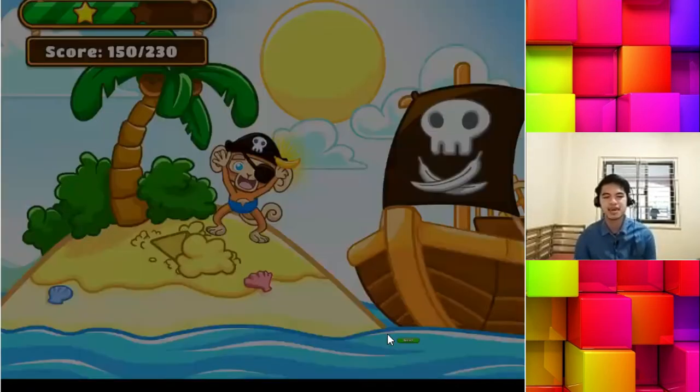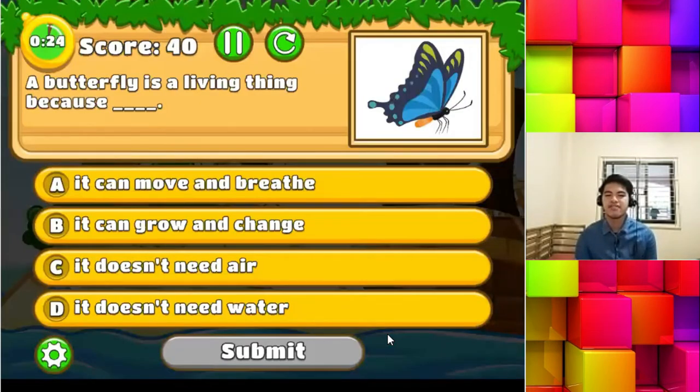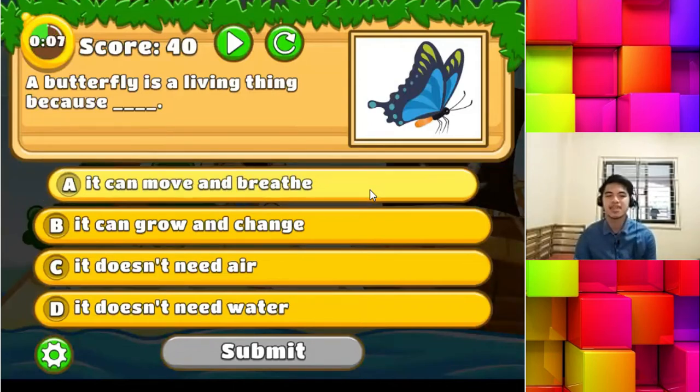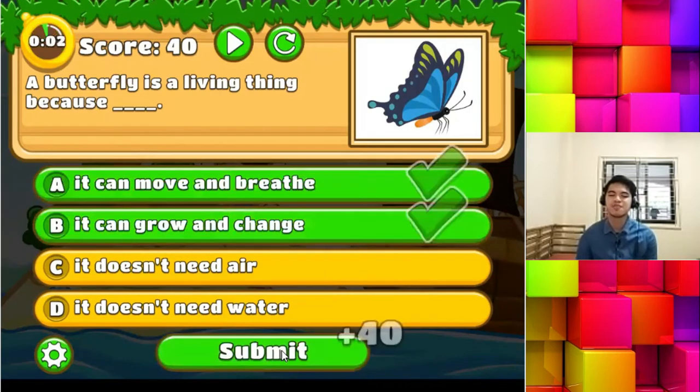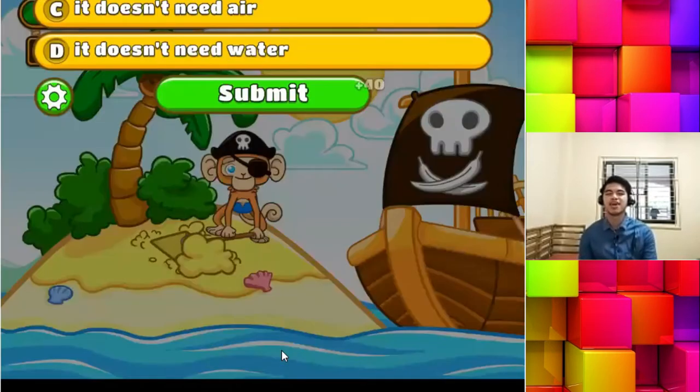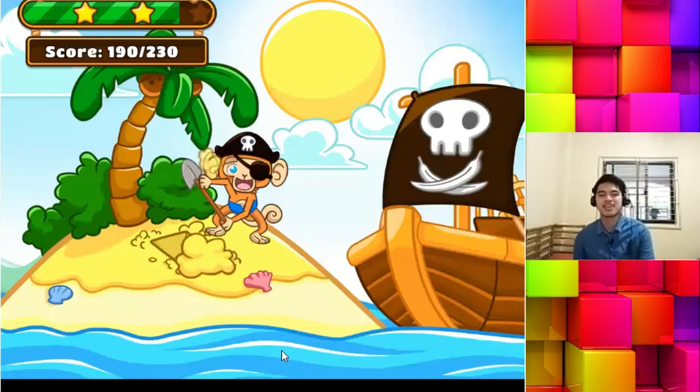Next. Choose two correct answers. A butterfly is a living thing because A, it can move and breathe. B, it can grow and change. C, it doesn't need air. Or D, it doesn't need water. I think, very good. It can move and breathe, and it can grow and change. Let's try to submit. Very good, you got the correct answer.